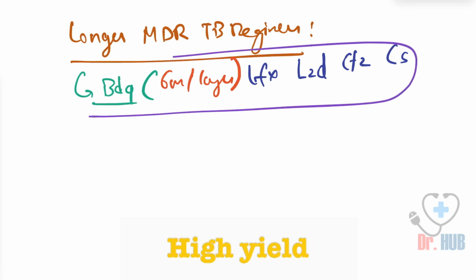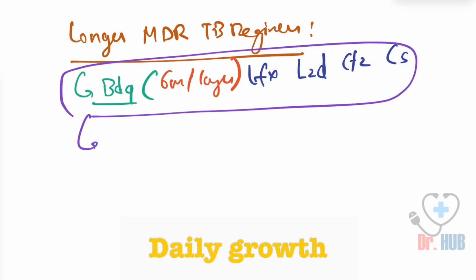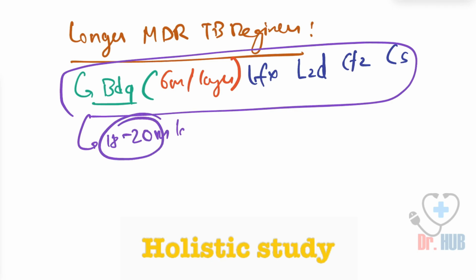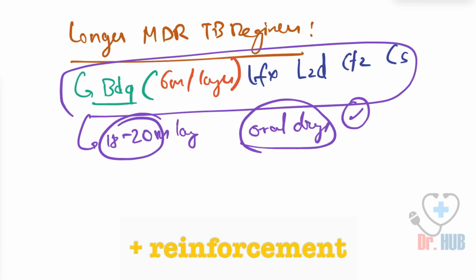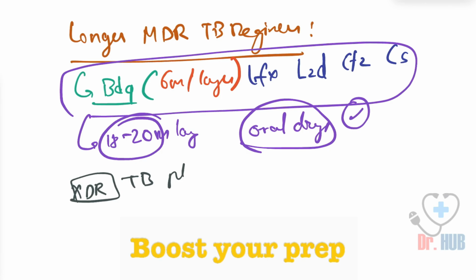All these are the drugs, and what are the comments? It is about 18 to 20 months long. If you see the oral drugs, yes, it is oral drugs only. And next, the regimen is used for XDR-TB. It is used for XDR-TB patients, and it is given for about 20 months.